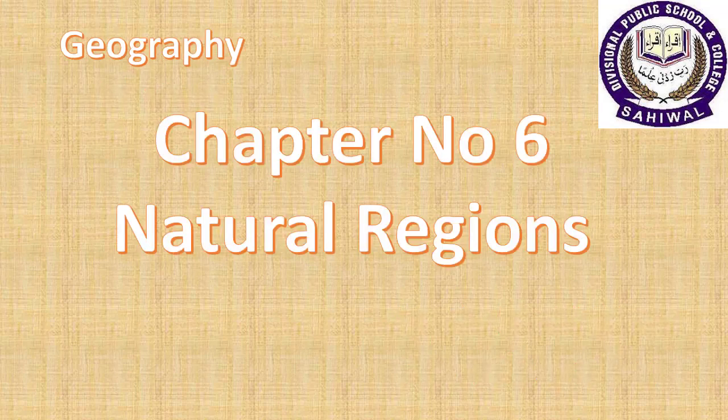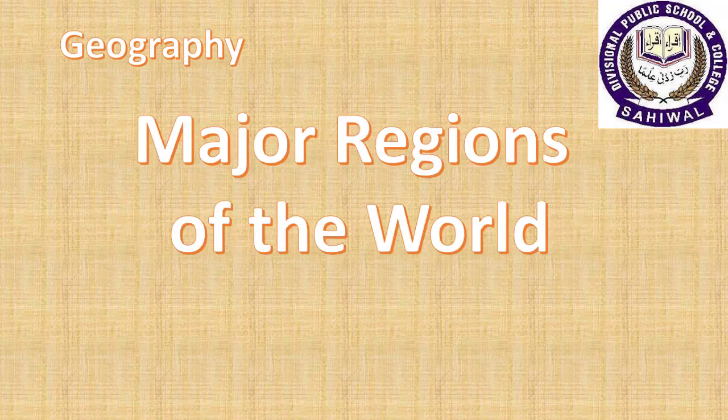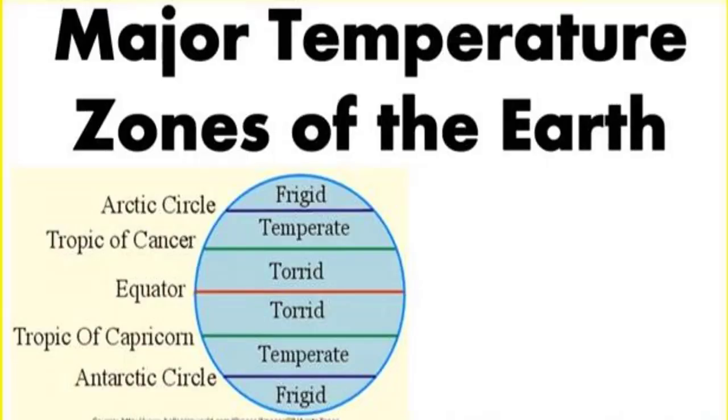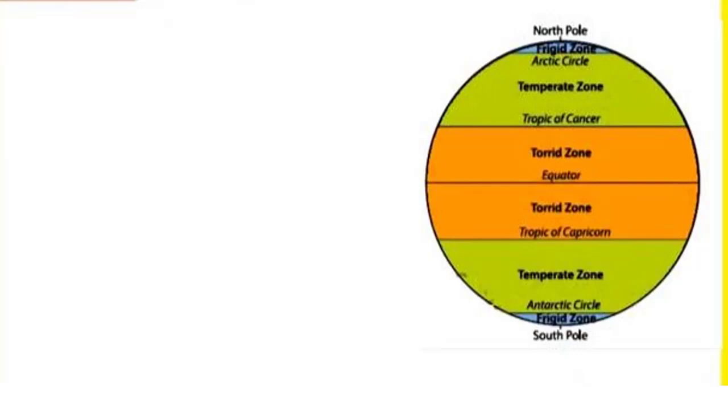Dear students, as you know that we have started our sixth chapter from geography, that is natural regions. And the topic we are studying in this chapter is major regions of the world. This diagram shows the major climatic regions of the earth.